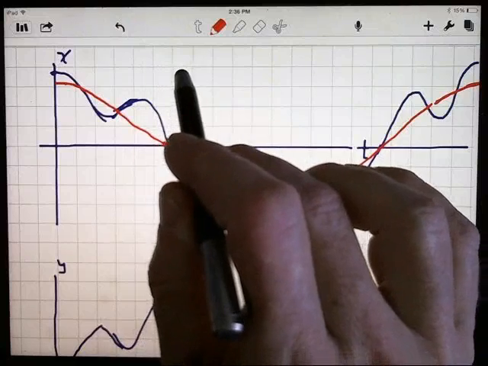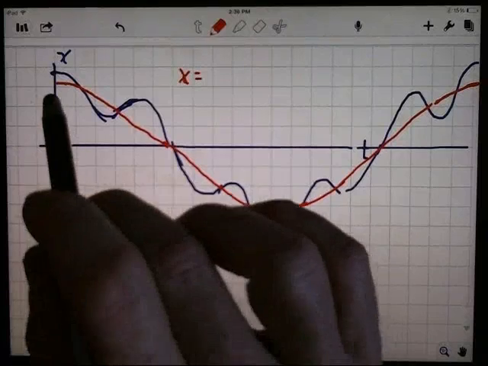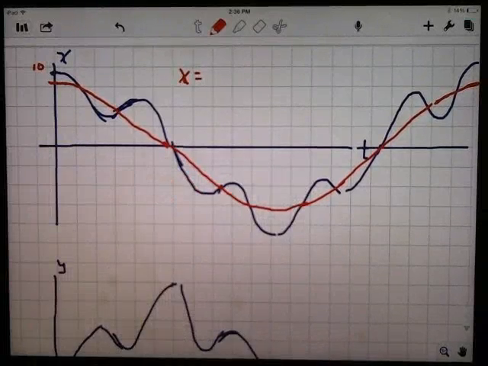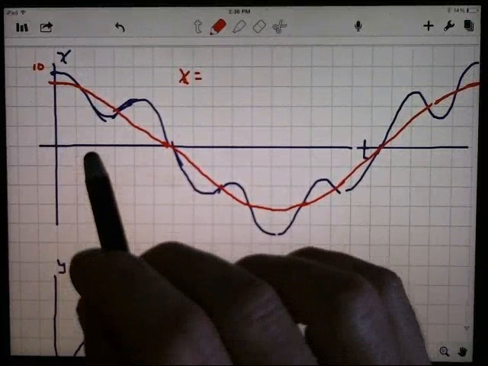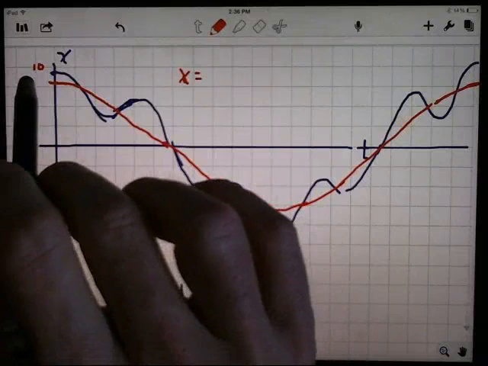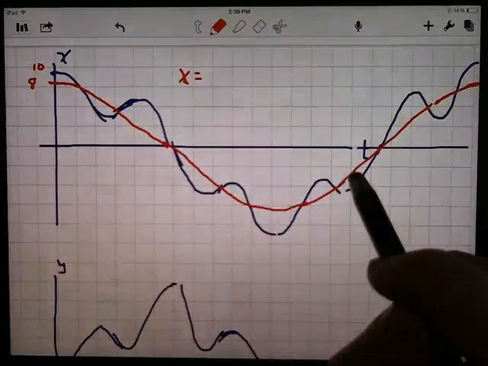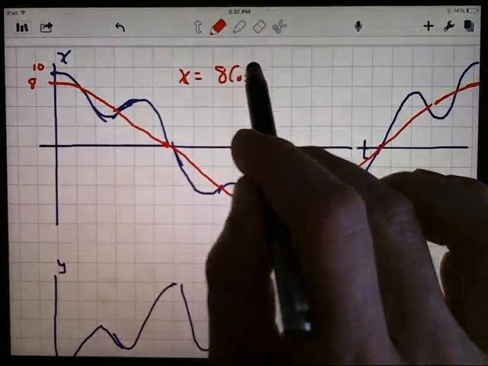So this is x equals, well, how high does this go? Well, this was up as high as 10. So how much is that? Well, there's a judgment call here. We're going to have to play with it in the end to see what happens. But if that's 10, maybe this is 8, right? So that red curve looks to me like 8 cosine t.